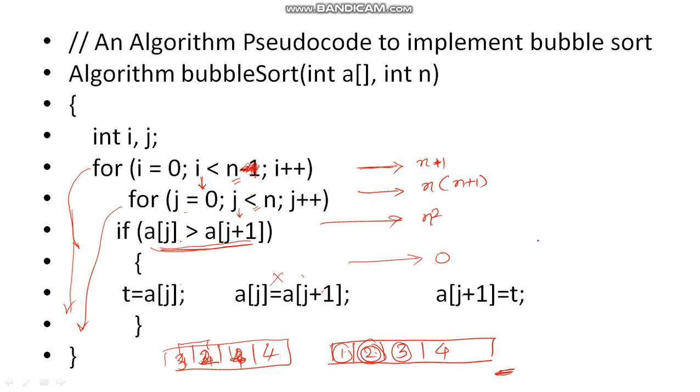It means that in that case it will be 3 into n square. 3 into n square. The control is going to come here for n square times. If for all the n square times this condition is true, this is going to go inside, and this statement is going to execute for n square times, this is going to execute for n square times, and this is going to execute for n square times.